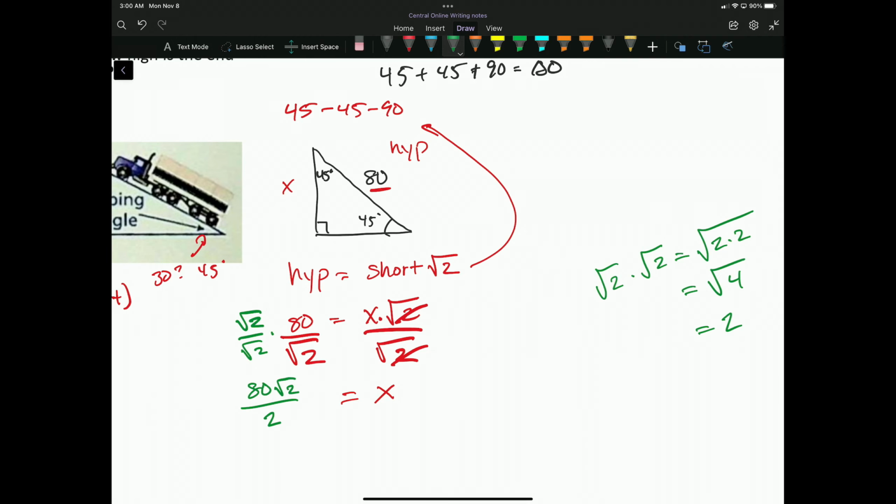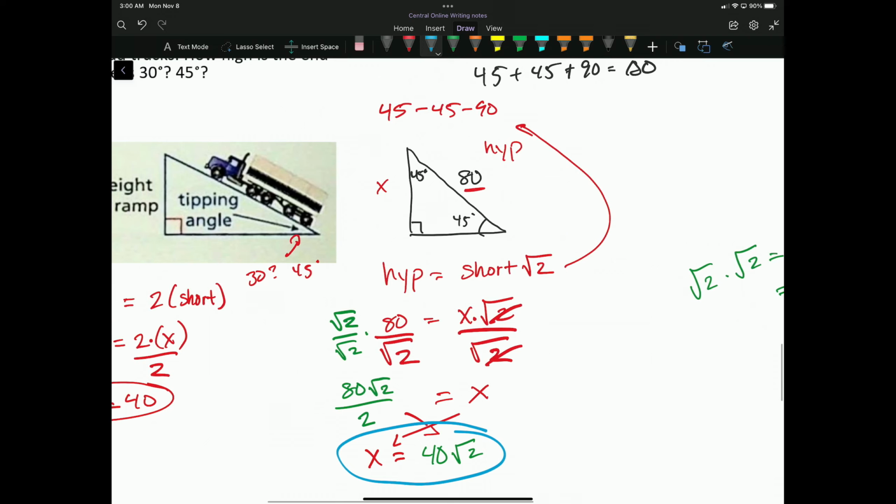Again, we need to simplify. We have 80 divided by 2. So I'm going to go ahead and flip this, and put x on the left-hand side. And 80 divided by 2 is going to be 40 times the square root of 2. So my answer ends up being 40 times the square root of 2 is going to be the height for a 45 degree angle.